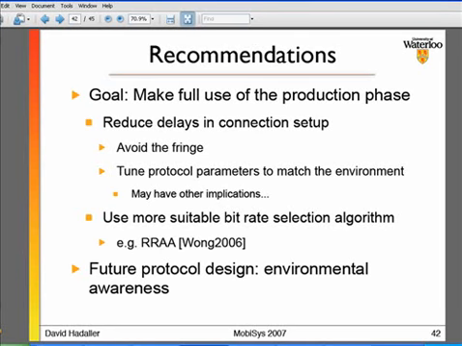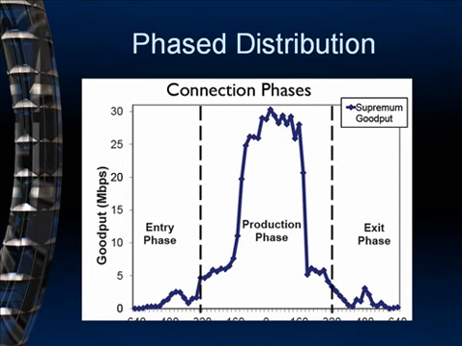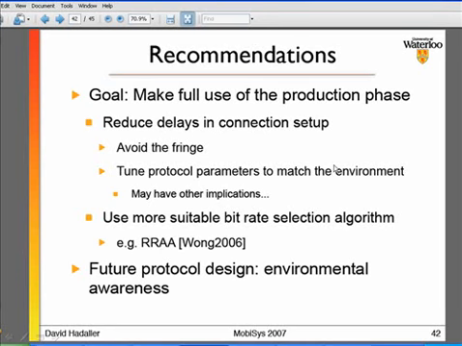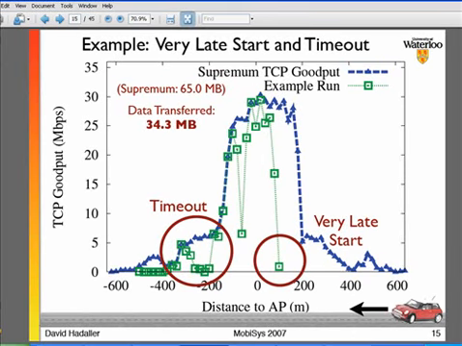Goal: make full use of production phase, reduce delays in connection setup, avoid the fringe. Avoid the fringe actually means avoiding the entry phase and exit phase, and use a more suitable bitrate selection algorithm. I will talk about that. And future protocol design, environmental awareness, I will talk about that too.